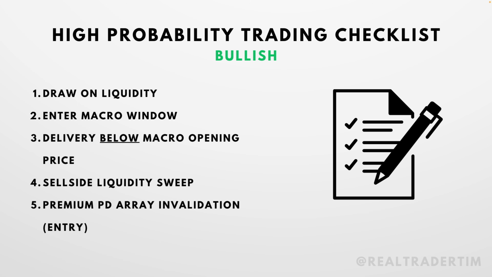So in other words, checklist number 3 and 4 here are accomplishing manipulation after we have identified a clear draw on liquidity. After steps 1 through 4 are complete, all we are waiting for is a premium PD array to be invalidated, or in other words, a candle to close above a premium PD array, which is a SIBI or a bearish fair value gap, as we will see in the examples, and this will be our entry method.